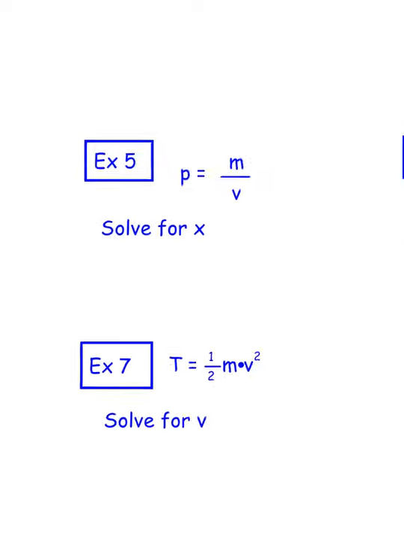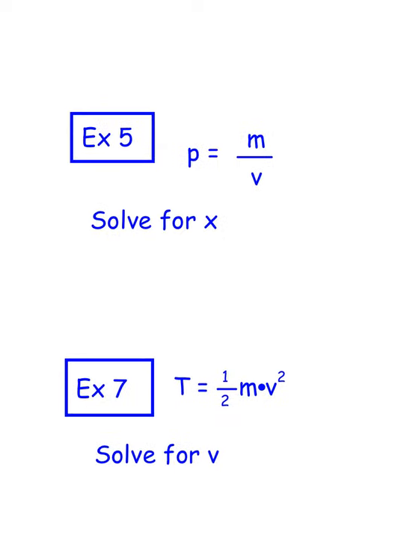Okay, 4 more examples. Example 5, if we have P equals M over V, a total typo here. I did not mean to say solve for X. Let's fix that. We're not solving for X. We are going to solve for M in this case. So let's do that. If I have P equals M over V, that over V is division. And so if I want to get divided by V out of there, I'm going to multiply by V on both sides. So once again, I'm trying to get M all by itself.